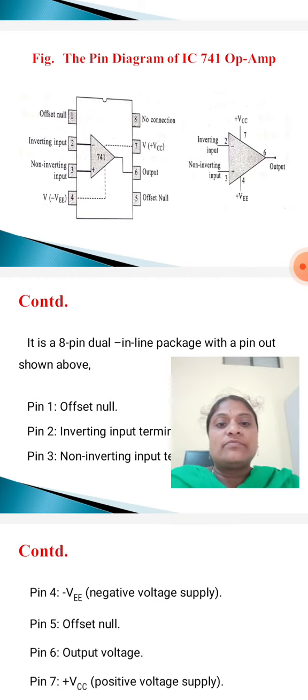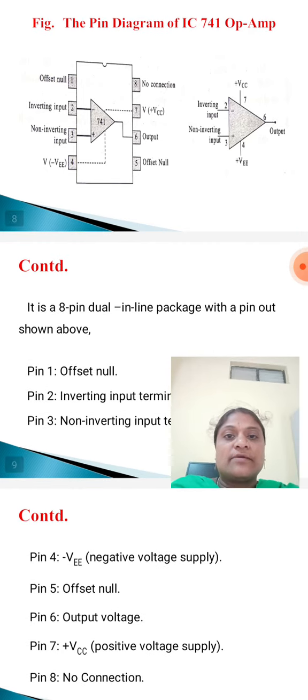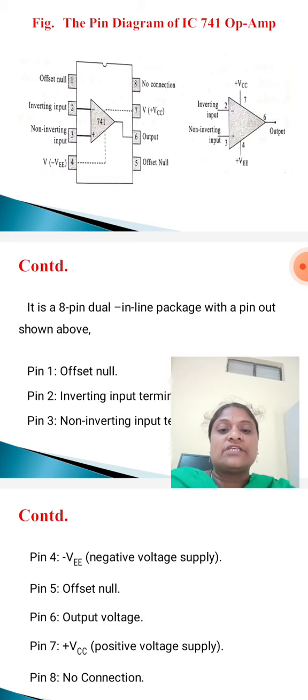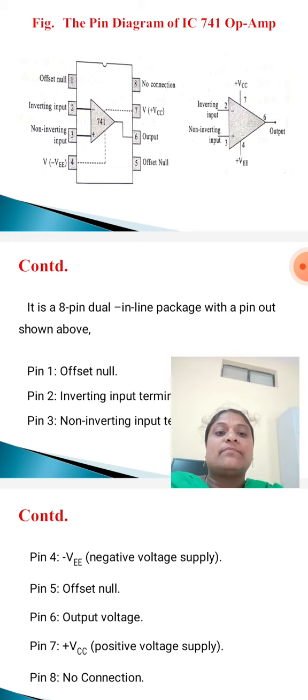So what about pin 4? Pin 4 is nothing but the negative supply voltage. It is connected to the negative supply voltage, minus VEE. And what about pin 5?